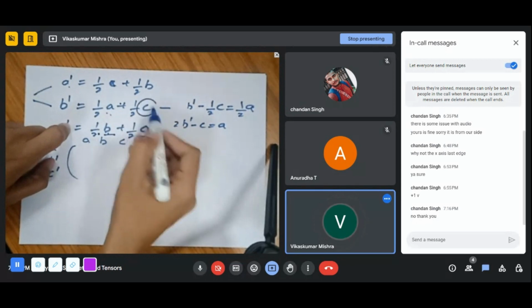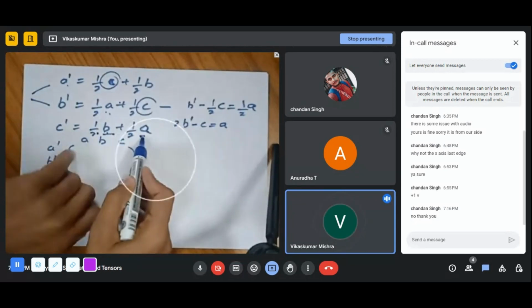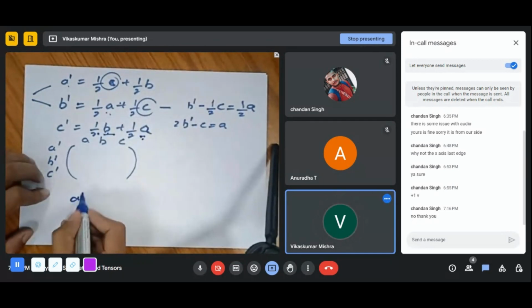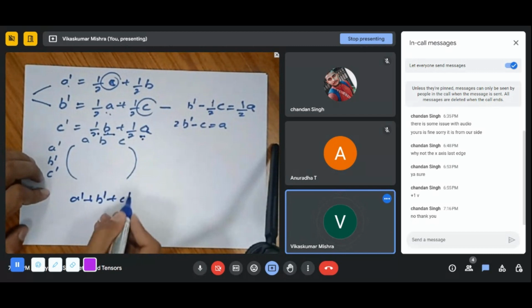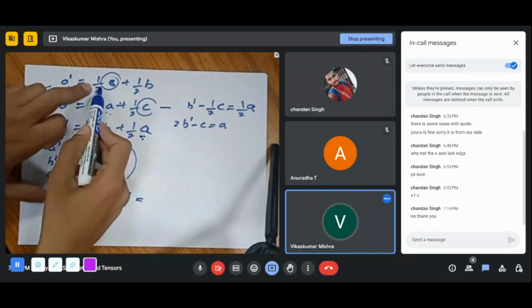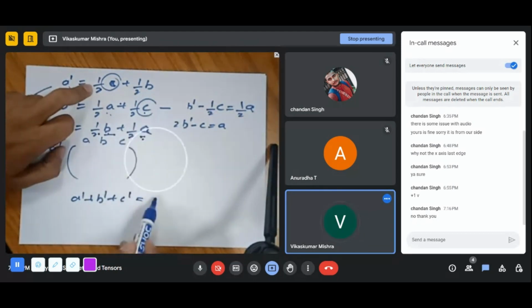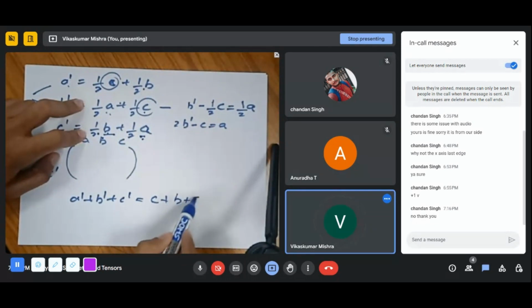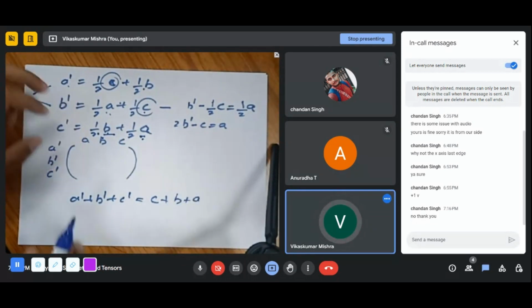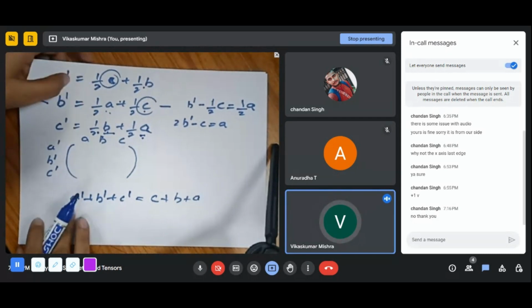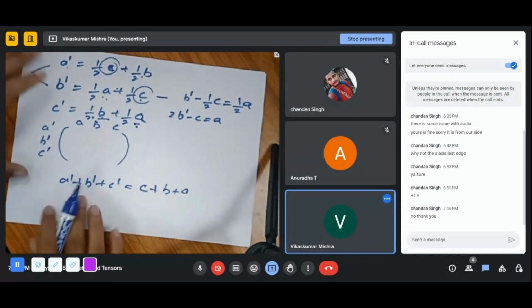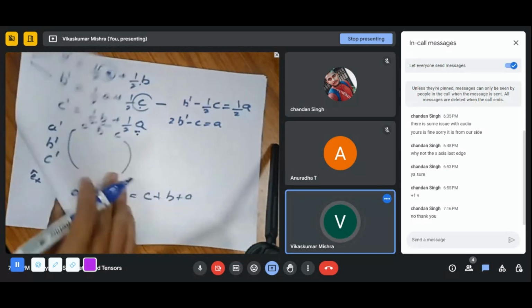This contains C, this contains C, and this one. Okay, let's find C. First of all, let us add all of them. We get A prime plus B prime plus C prime. 1 by 2C plus 1 by 2C will give us C, 1 by 2B plus 1 by 2B will give us B, and similarly. I think something is wrong, it's messed up. Let's try it again.